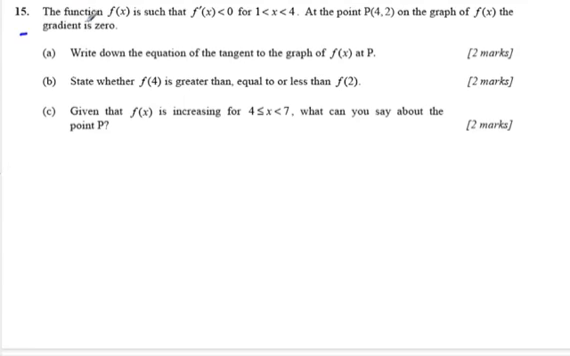All right, in this example we have a function such that the derivative is less than 0. What does that mean? Okay, so it's negative. It means it's going down. Good, so the function's decreasing. Decreasing from 1 to 4.